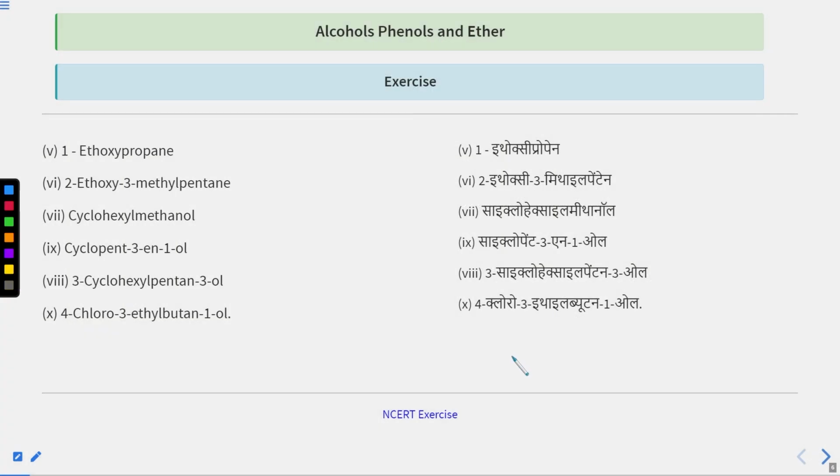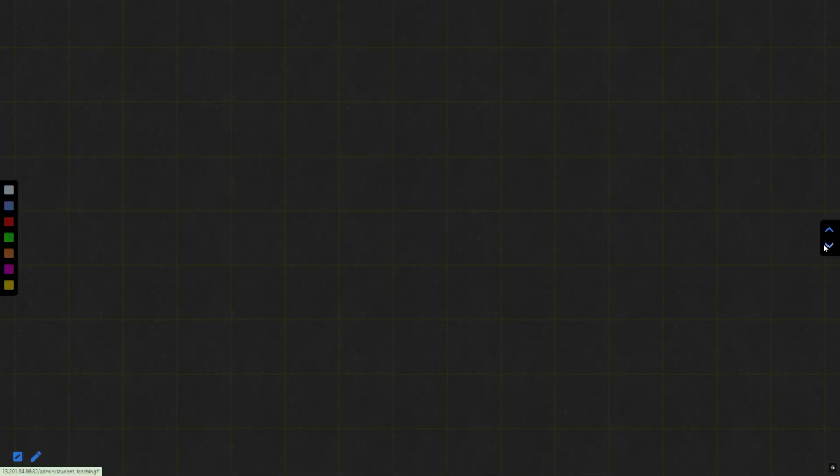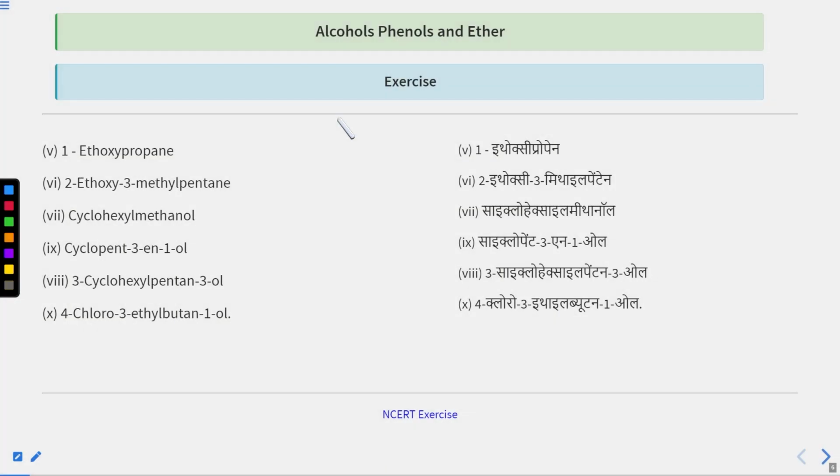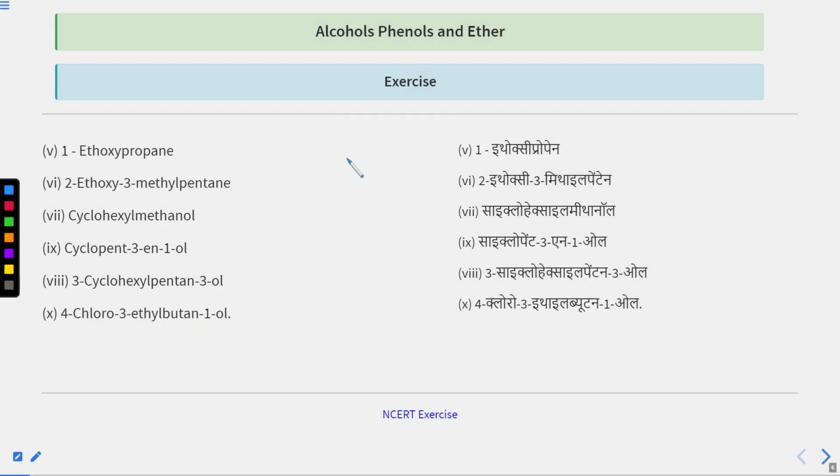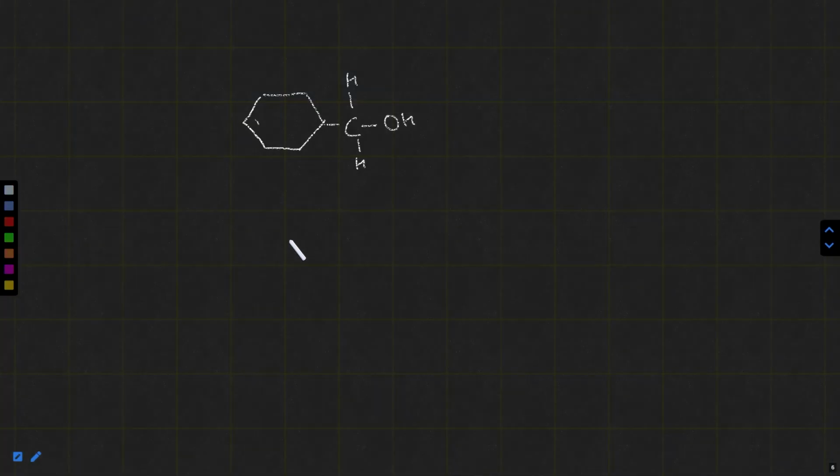Next we have cyclohexyl methanol. Okay, cyclohexyl methanol means there is only one carbon in which OH is attached and in which cyclohexane is also attached. Here H and here H. So this is what? This is cyclohexyl methanol.